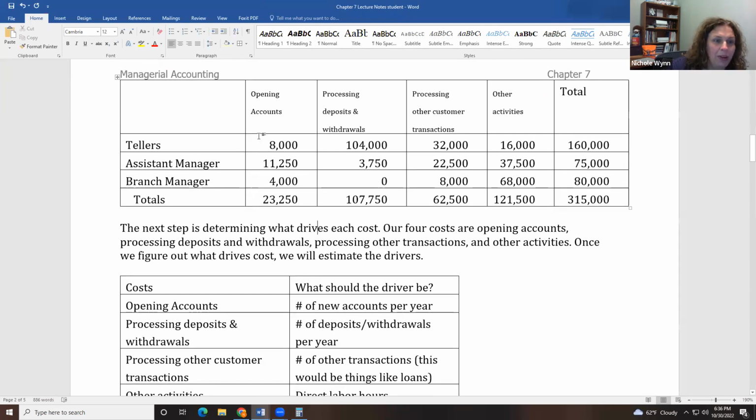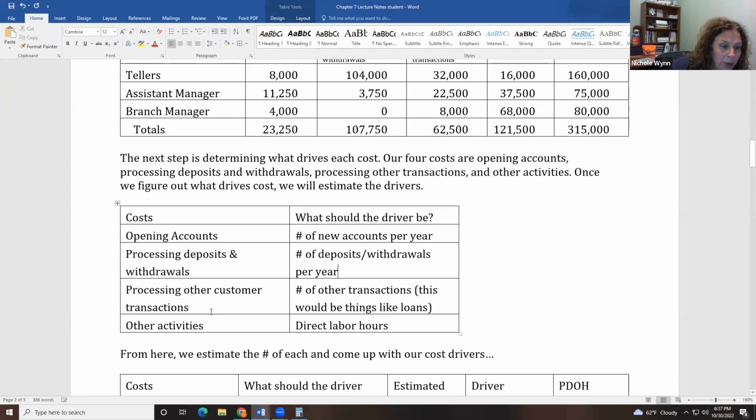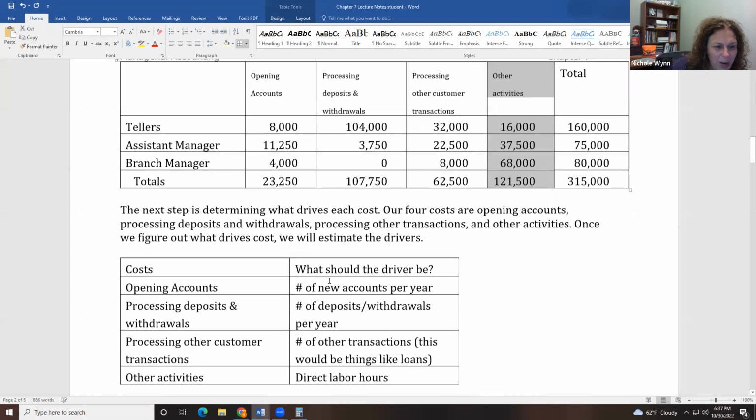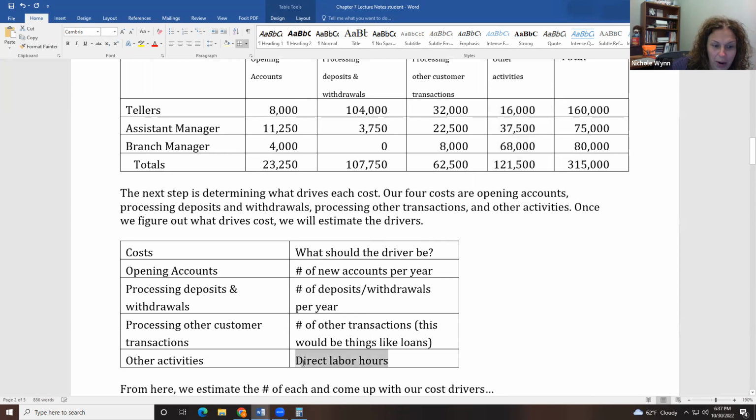So the next step in the process is, I need to know what the driver should be. I filled in this table for you. I meant to leave it blank, but it's fine. For opening accounts, the driver should be the number of new accounts I open each year. For processing deposits and withdrawals, the number of deposits and withdrawals each year. Processing other transactions is the number of other transactions. And for other activities, I decided I would just allocate it based on direct labor hours.